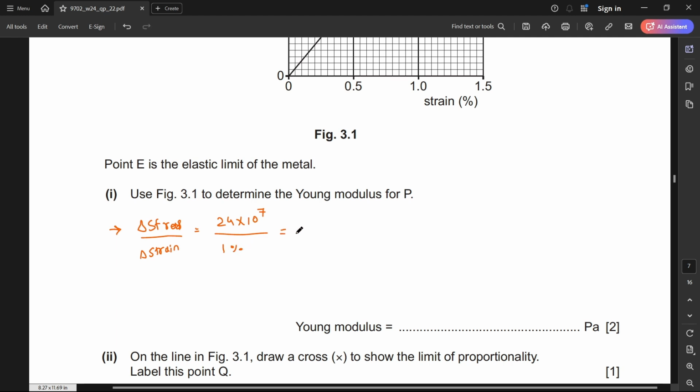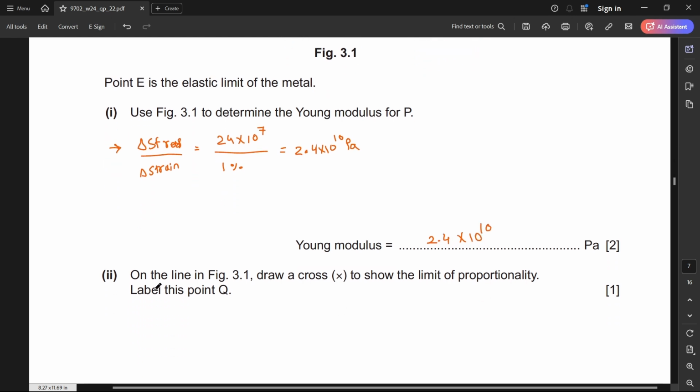Which, if I write in the calculator, 24 into 10 to the power of 7 by 1%, comes out to be 2.4 into 10 to the power of 10 pascals. And therefore my Young's modulus is going to become 2.4 into 10 to the power of 10.